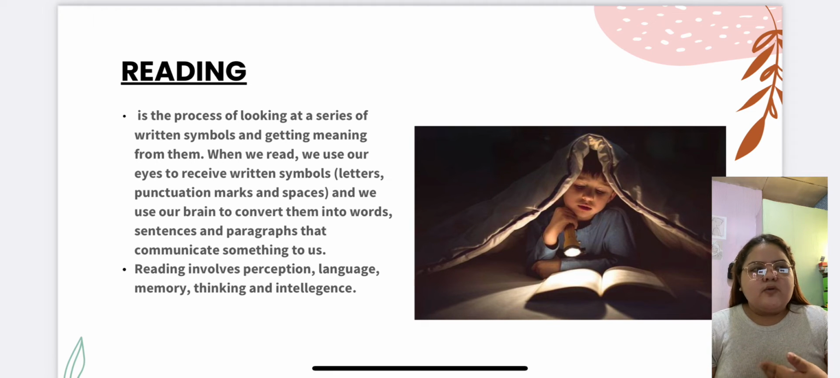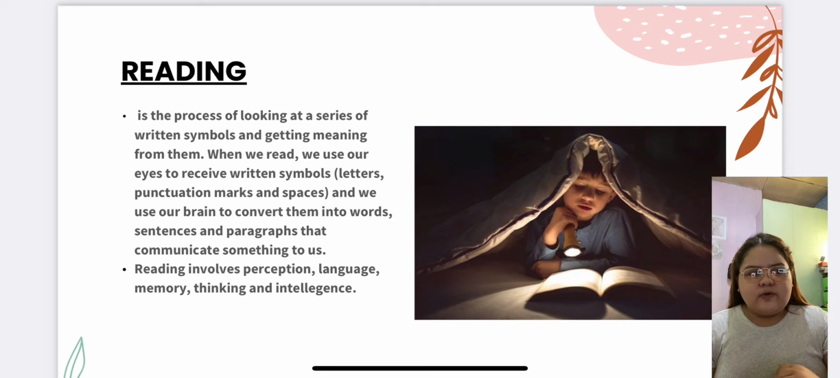So also, when we read, we use our eyes to perceive written symbols like letters, punctuation marks, and spaces. So pag nagabasa ta kay dili naman words atong makita na ay mga symbols like mga dots, mga comma, punctuation. So diha na to ma-relate if unsa tong ginabasa, if sad ba siya or happy or kailangan nimo mag-stop kay mag-base ta sa mga symbols.